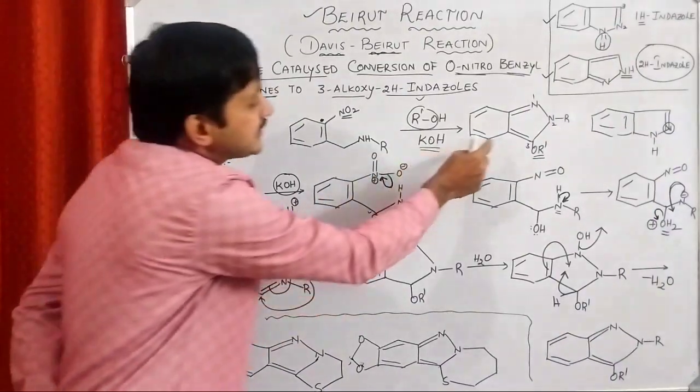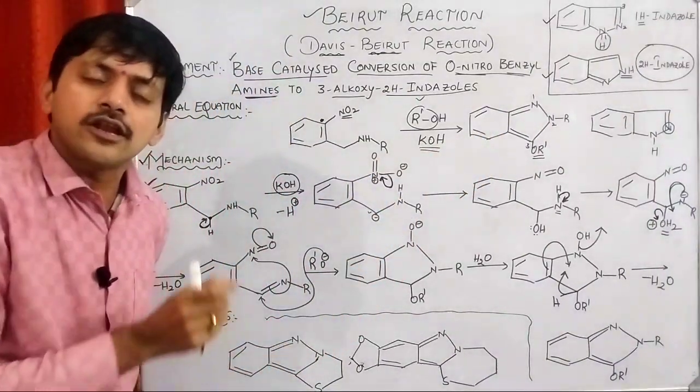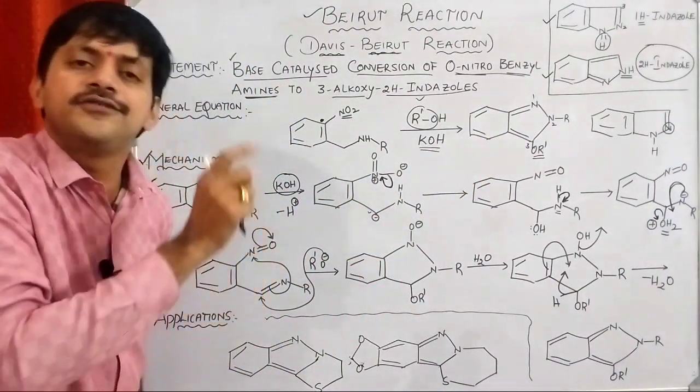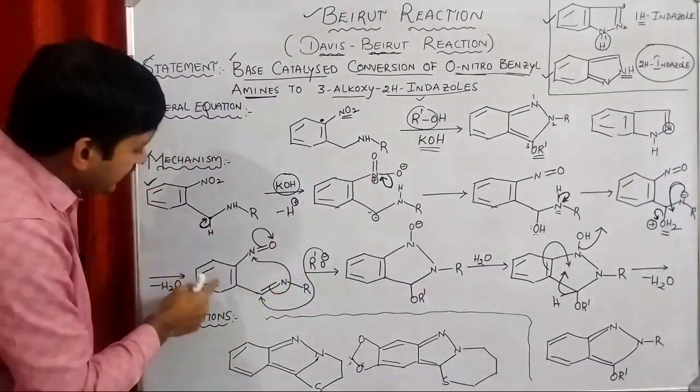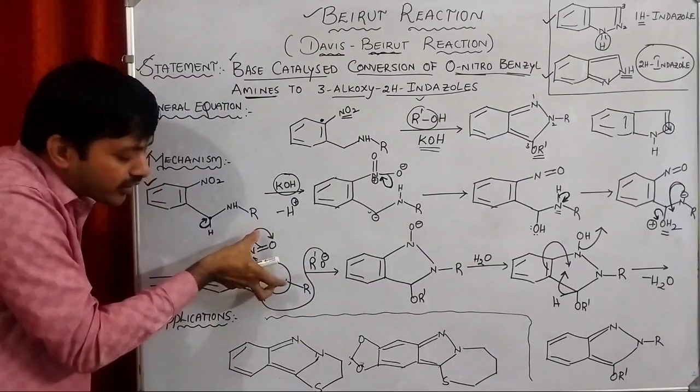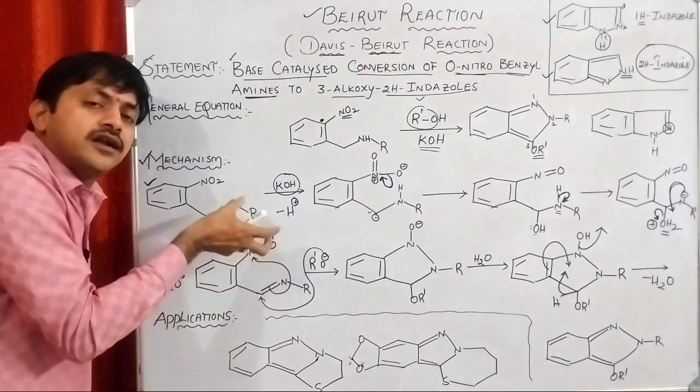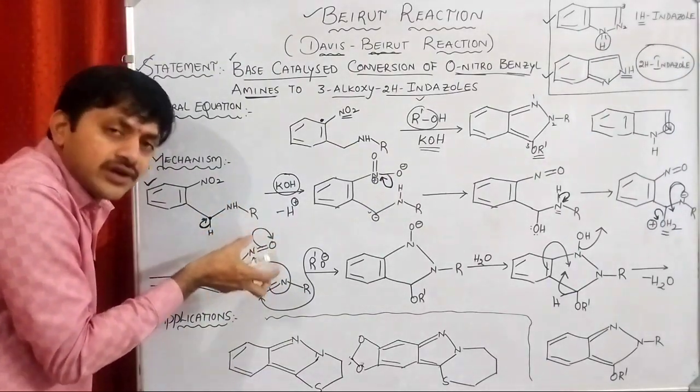See the product. It is a cyclic product or not? The cyclic product containing 6-membered ring fused with 5-membered ring. Already we have the 6-membered ring. Now we need what? A 5-membered ring. So in order to create the 5-membered ring, what we are doing?